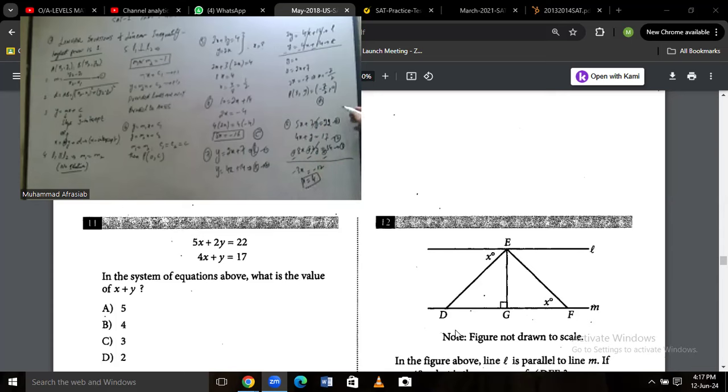So when x is equal to 4, the value of y will be equal to 17 minus 4 times 4, that is equal to 1. So the x plus y value is equal to 4 plus 1, that is equal to 5. So 5 is the answer of this part A.